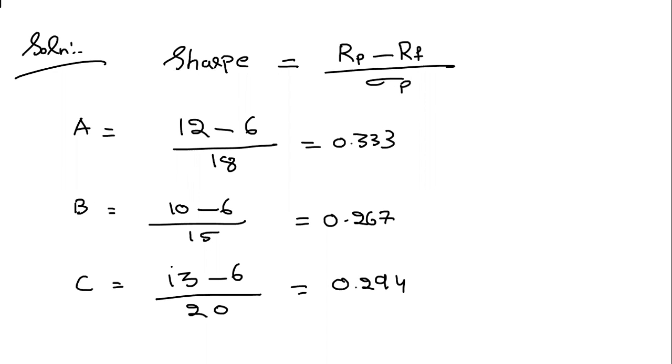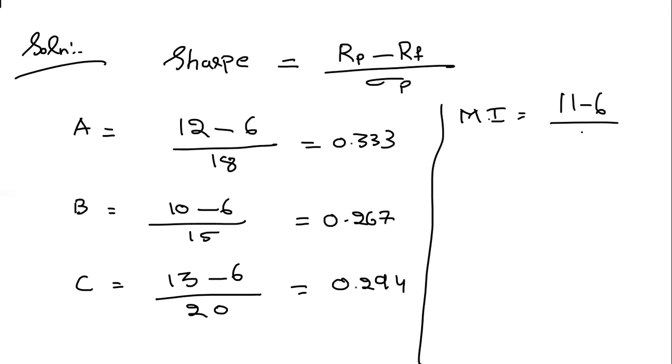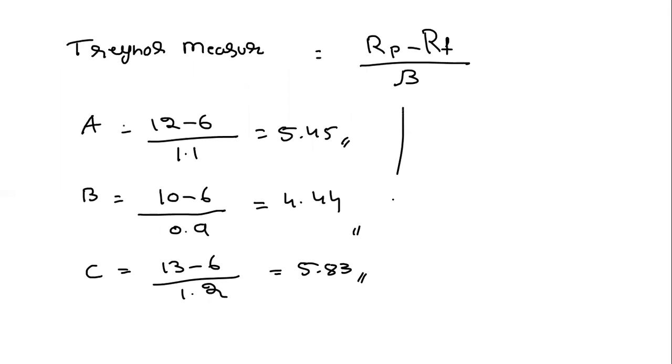Now one thing that we have left is in A, B, C, the market return we did not use. So for the market index, using the Sharpe measure, that is 11 minus 6 divided by 17. So we get 0.294. And using the Treynor, for the market, that is 11 minus 6 divided by beta, that is 1.0, so it is equal to 5.